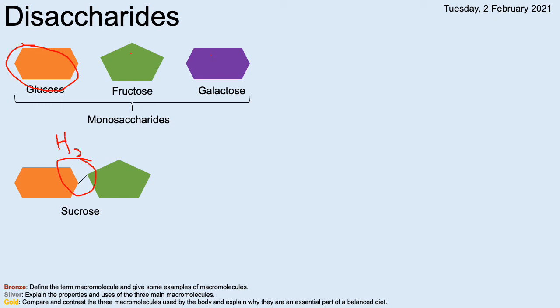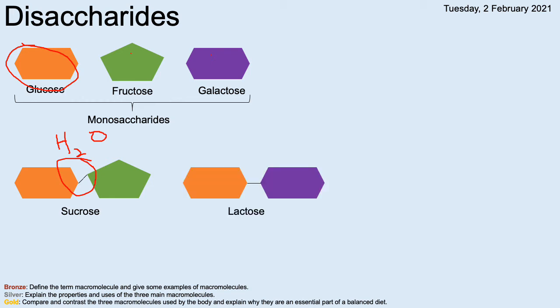So water is released and the bond is formed. But again, you don't need to know that yet. It's just good to be aware of it. So you have sucrose, but what if you combined glucose and galactose?